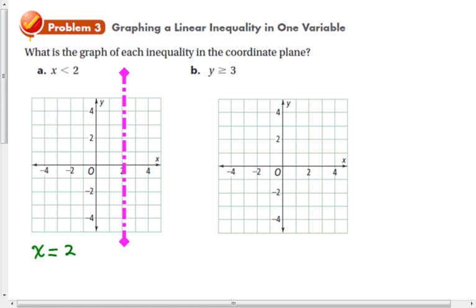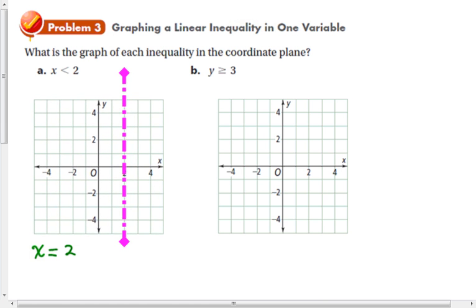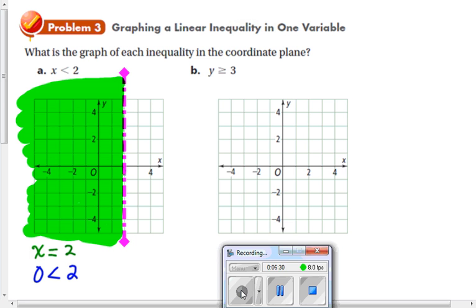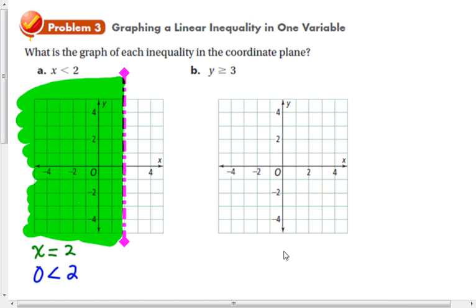All right, and then I'm going to shade the side of that line where the points are true. Again, I can test the point 0, 0. Of course, I just have a 0 value for x. I want to make sure 0 is less than 2. That's true, so the point 0, 0 should be shaded. So I'm going to shade that side of the 2. And that looks like that.